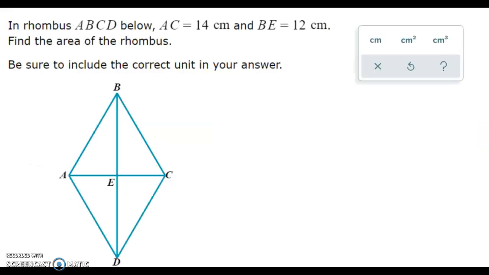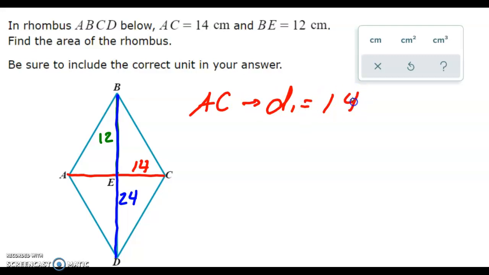So this first one's going to be pretty straightforward. AC is 14 and BE is 12, which makes the entire diagonal BD 24. So AC is your diagonal 1, that equals 14. BD we can call our diagonal 2, that's 24.